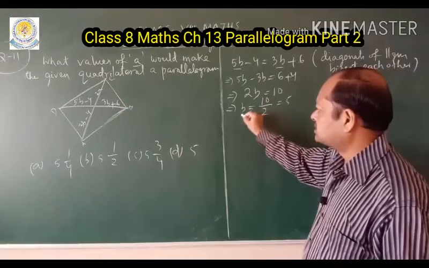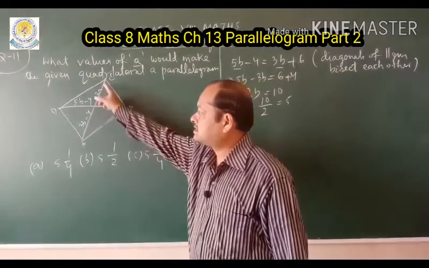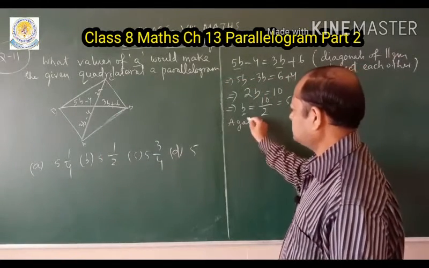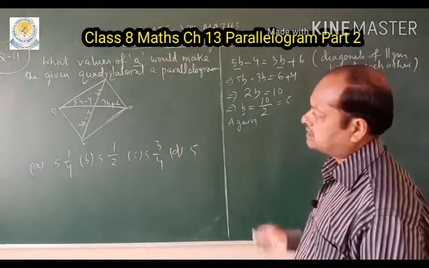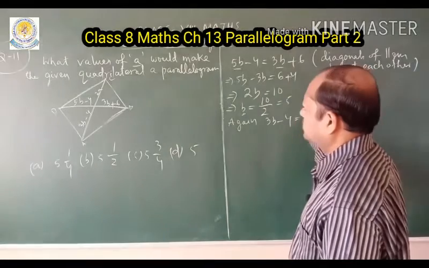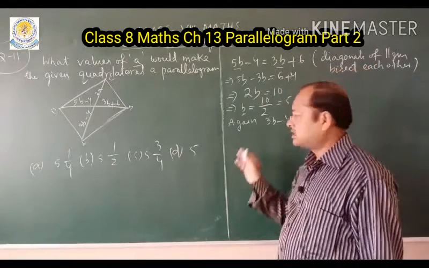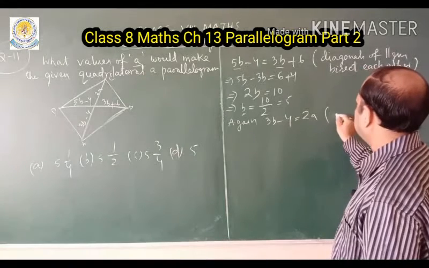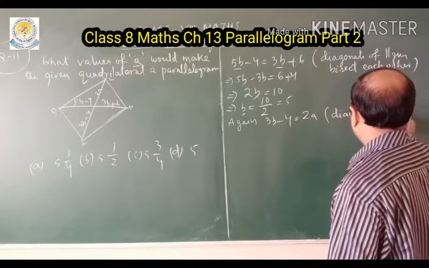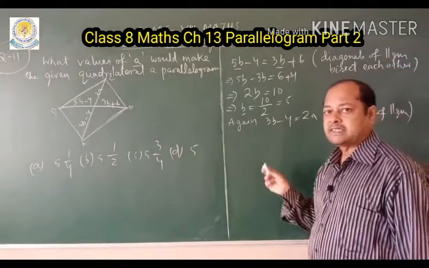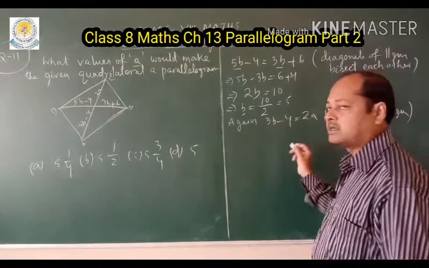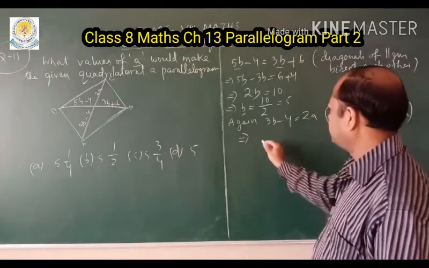Now put the value of this b here. This is another diagonal bisecting each other, the AC diagonal. Again 3b minus 4 equal to 2a. Which property? Diagonals of a parallelogram bisect each other. That means both halves are equal. So 3b minus 4 equal to 2a.